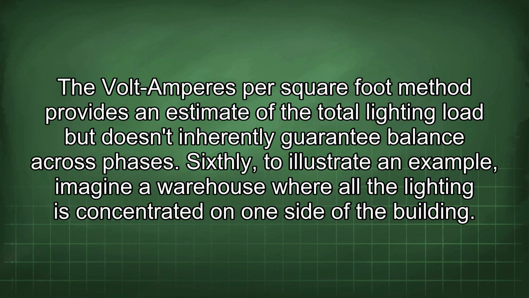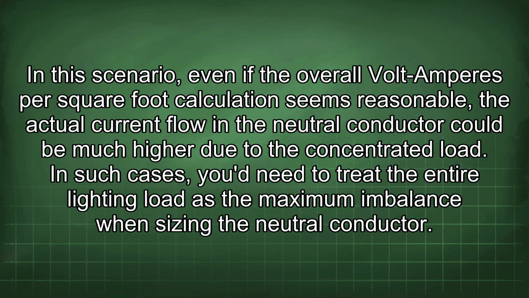Sixthly, to illustrate an example, imagine a warehouse where all the lighting is concentrated on one side of the building. In this scenario, even if the overall volt-amperes per square foot calculation seems reasonable, the actual current flow in the neutral conductor could be much higher due to the concentrated load. In such cases, you'd need to treat the entire lighting load as the maximum imbalance when sizing the neutral conductor.